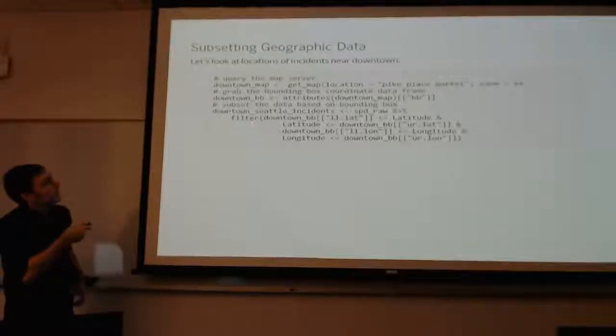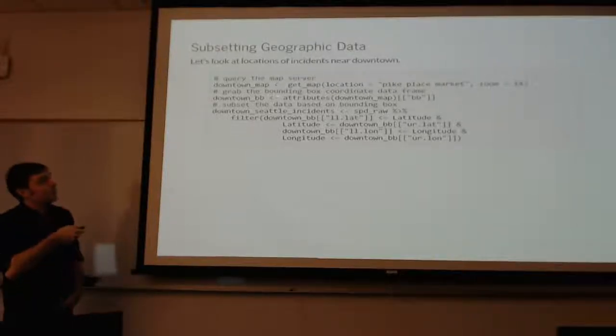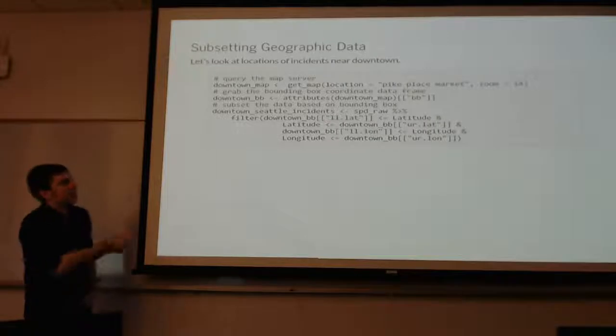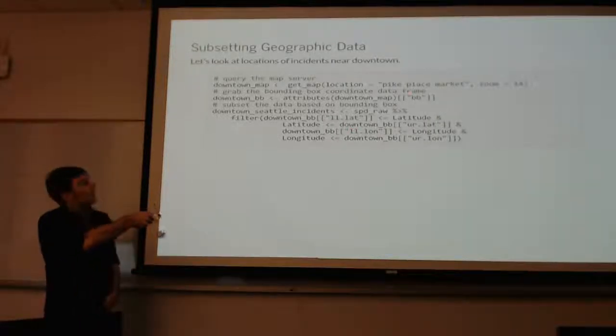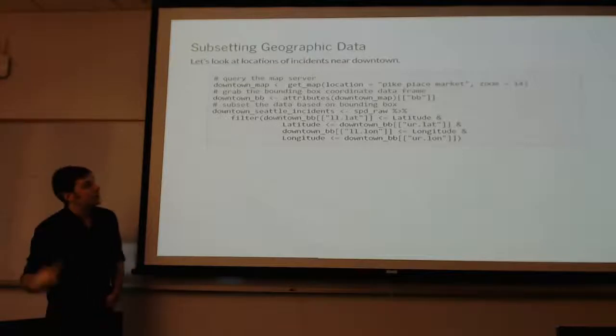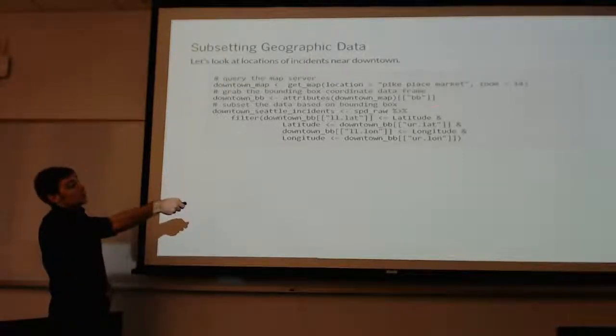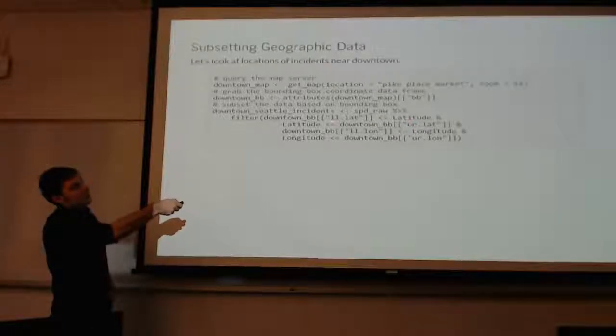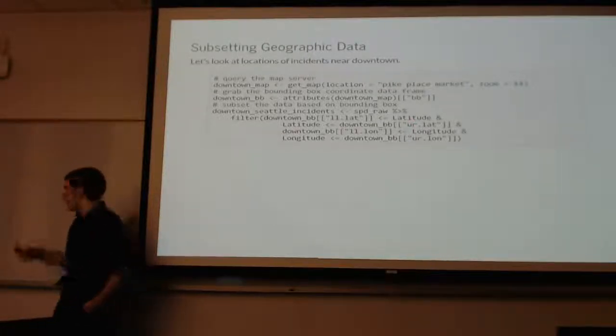Anyway, now I'm going to create downtown Seattle incidents, the subset. To do that, I have my SPD raw data, and I filter it down so that the downtown bounding box lower left latitude, that is the lower left corner of the bounding box, is less than or equal to latitude in the data frame, and then the upper right is greater than or equal to latitude. So this is exactly what I said here.